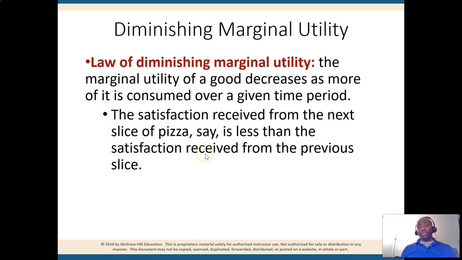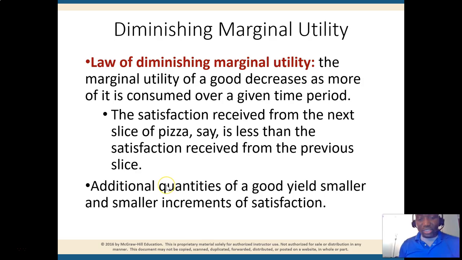So that's why your marginal utility is going down, and automatically the price you're willing to pay is going down, because you say, oh, what is the point? So an additional quantity of a good yields a smaller and smaller increment of satisfaction.